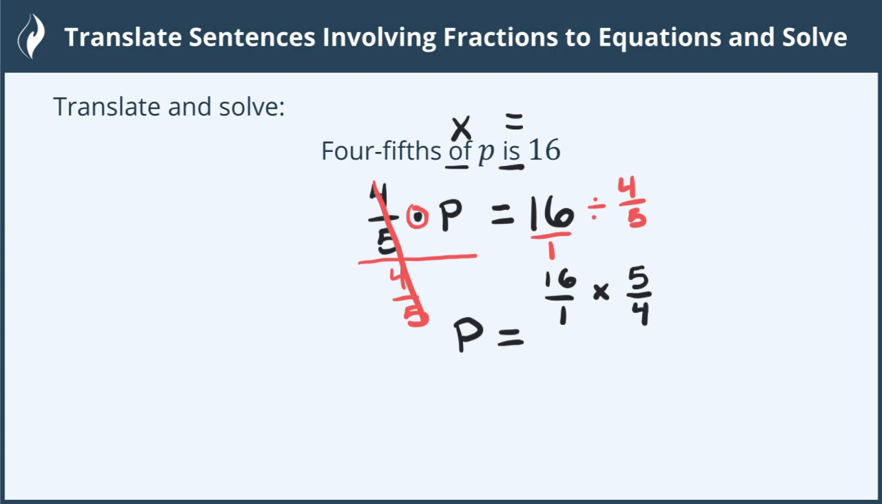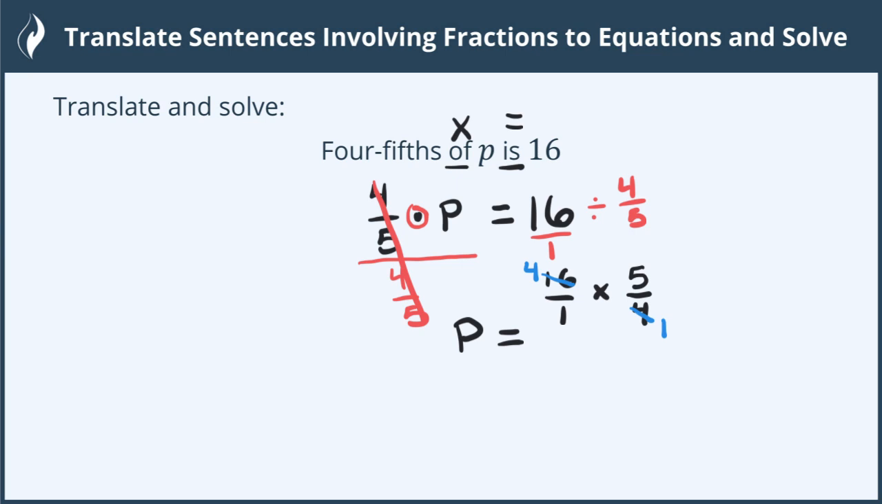Now I can multiply. But before I multiply fractions, I always look for a way to simplify it so that I have smaller numbers to work with right away. And then by the time I get to the end, it's already in its simplest form. Here I check all of the numerators with all of the denominators to see if I can simplify anything. 16 over 1, 16 and 1 don't simplify anything, but 16 and 4 can. So 16 and 4 both are divisible by 4. 4 divided by 4 is 1. 16 divided by 4 is 4.